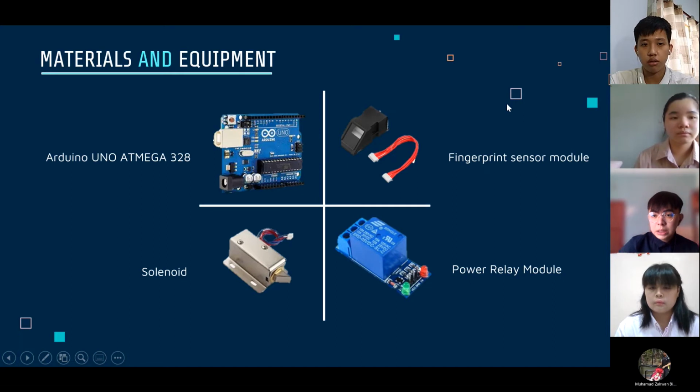The next is the solenoid. Solenoids are a great way to induce linear motion of pushing, pulling, or controlling switches and levers. This small door lock is designed to work directly with 12V, which makes it a great match for embedded projects. Last is the power relay module. A power relay module is an electrical switch that is operated by an electromagnet. The electromagnet pushes to either open or close an electrical circuit. The next slide.